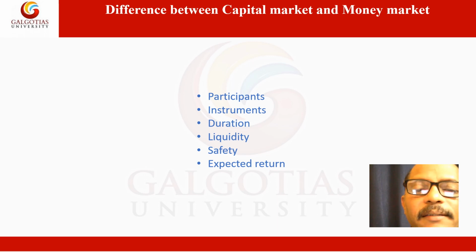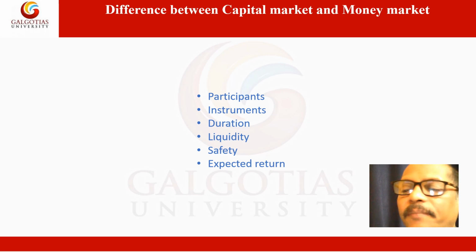Now, let's see how the liquidity is different between the two markets. Capital market securities are considered liquid investments because they are marketable on the stock exchange. However, a share may not be actively traded and it may not be easy to find a buyer for that share. But that doesn't mean that the entire market is always completely illiquid, right?